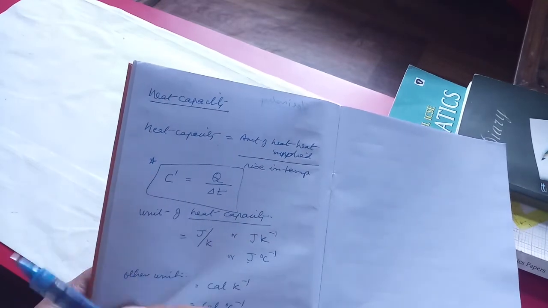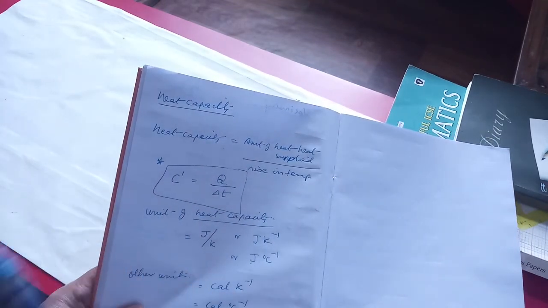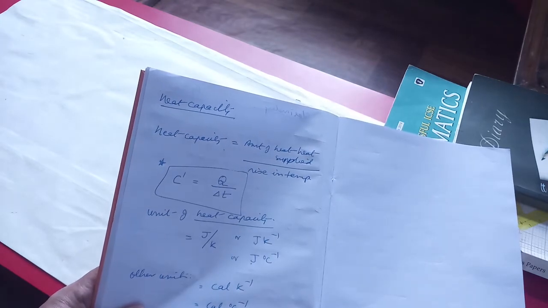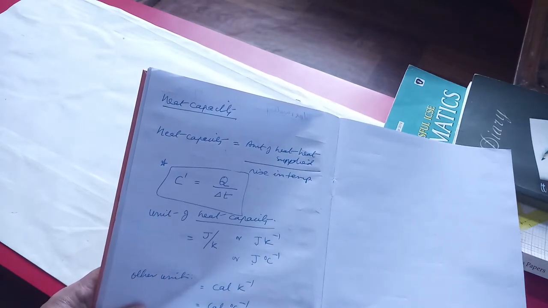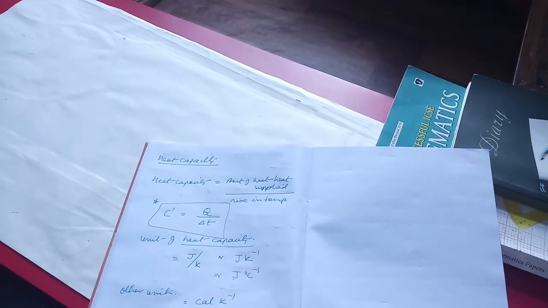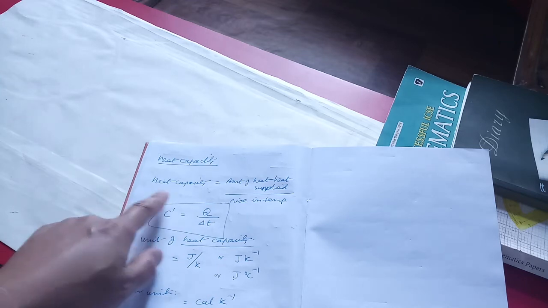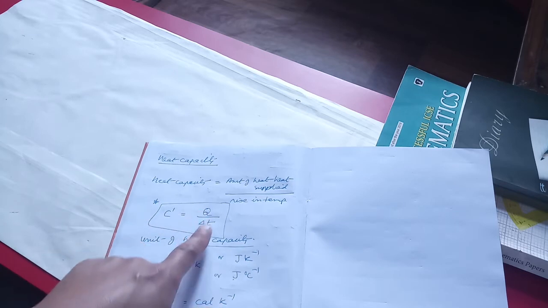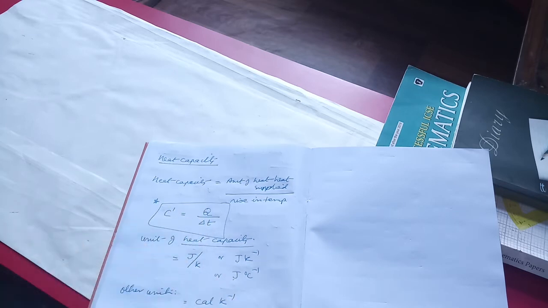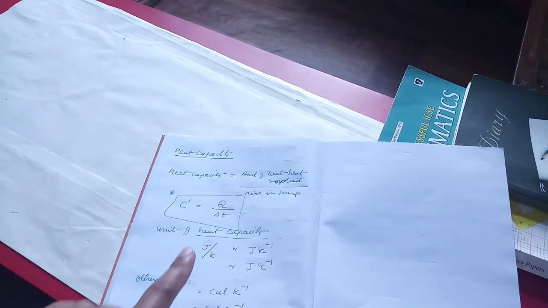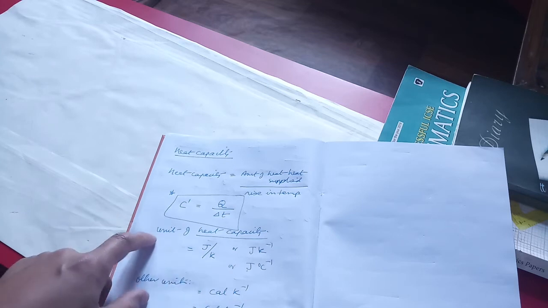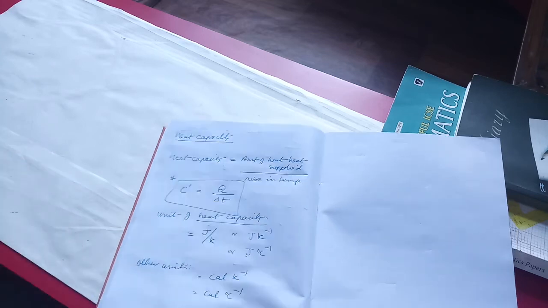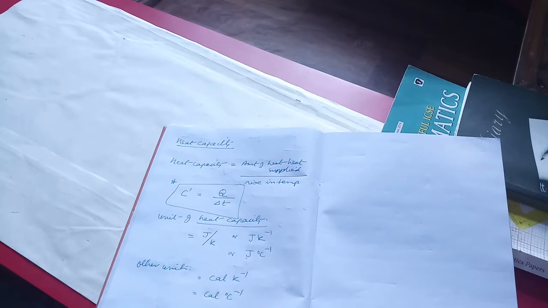Suppose you want to raise the temperature of any substance by 1 degree Celsius or by 1 Kelvin. Then some heat has to be supplied. That heat supplied in raising the temperature by 1 degree Celsius is known as heat capacity. So it is the capacity. The formula is C dash equals Q by delta T. Q is the amount of heat supplied, delta T is the rise in temperature. You have got two units for the heat capacity: joule per Kelvin, which is your SI unit, and the common unit, calorie per Kelvin.